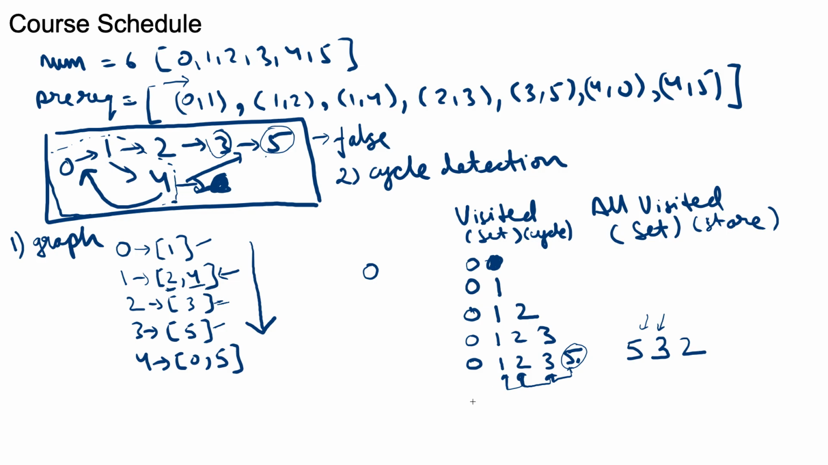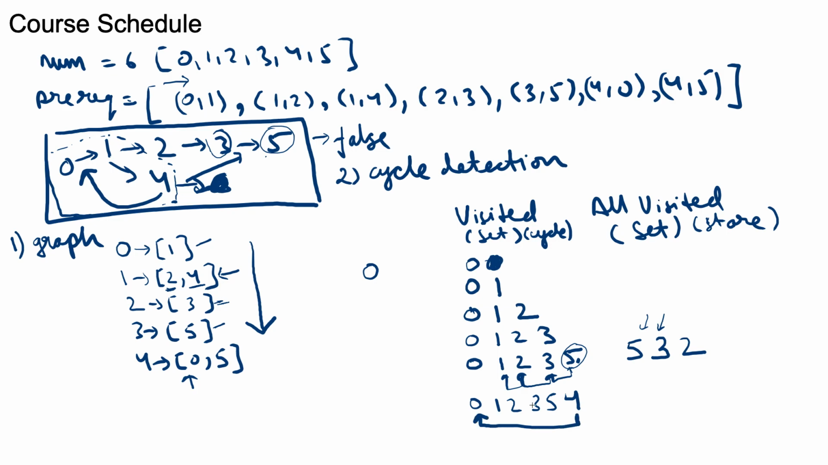So now what we'll do is we'll add 4 to this set, and since 4 is not already in the visited, we can add it. Now we continue from 4 in a depth first direction. So we see that 4 has a dependency on 0, and we try to add 0 to this visited array, but we see that 0 is already here.